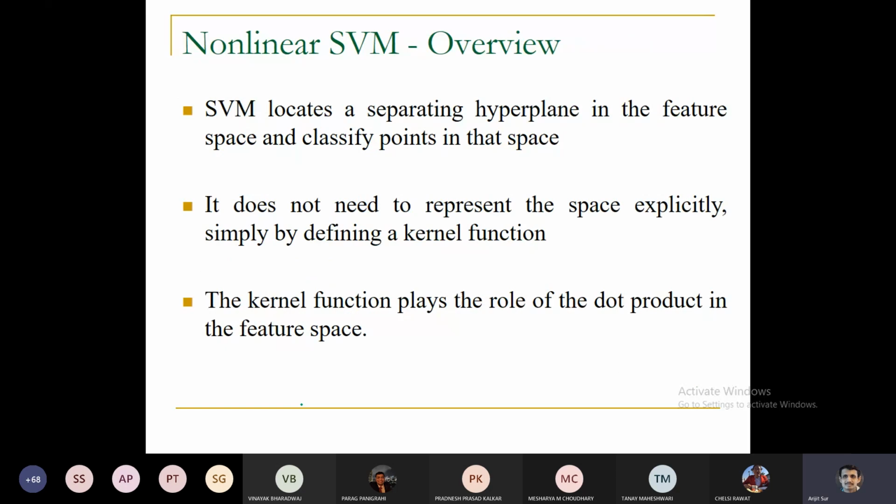So in summary, SVM locates the separating hyperplane in the feature space and classifies points in that space. It does not need to represent the space explicitly, simply by defining the kernel function. The kernel function plays the role of the dot product in the feature space. But what does this mean? It does not need to really represent the space. That means we are not going to discuss W. Without W, just using the dot product, we can get the result.